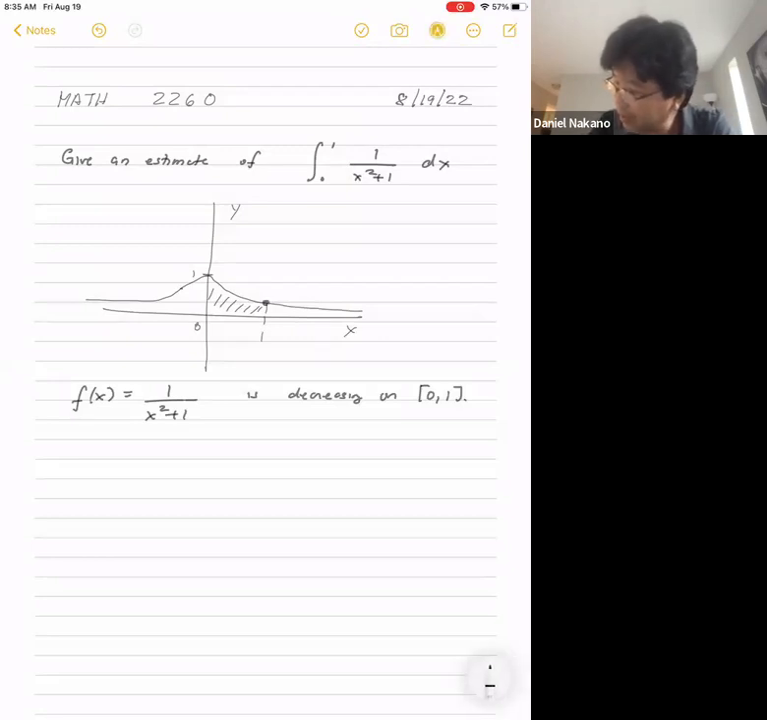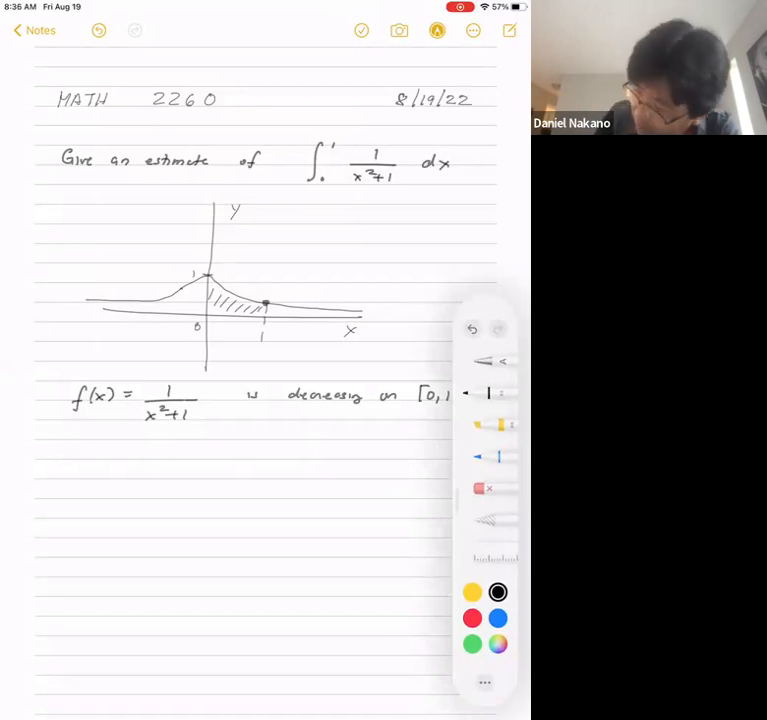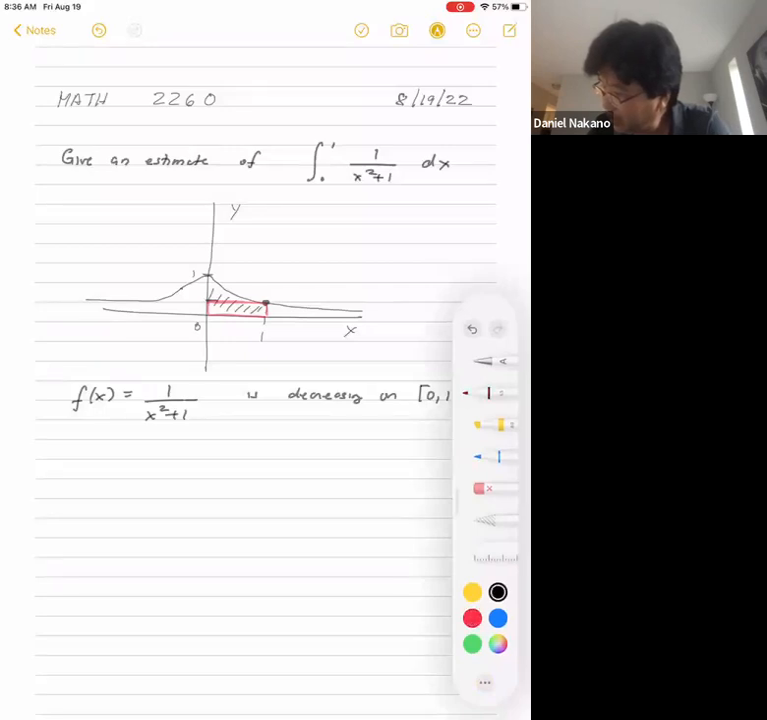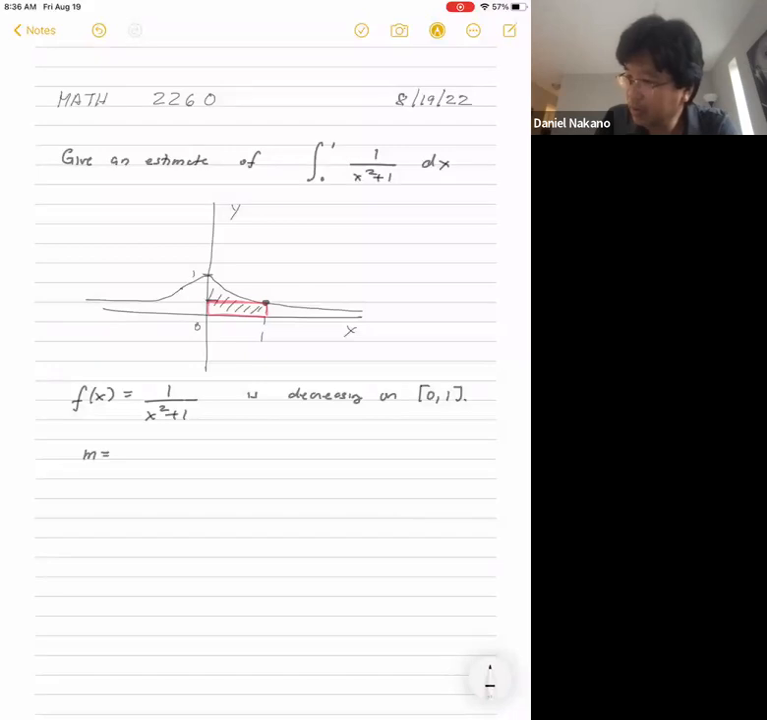So what I can do is estimate using a rectangle. Let me make this a different color. We'll make it red. So I can estimate it using this rectangle over here. Notice the area of the rectangle is always going to be smaller than the area underneath the curve because I picked the lowest point. So what is the area of that rectangle? Let's call it little m. The height is going to be the function value at 1, which is 1/2. So the area is 1/2 times 1, which is 1/2. That's the smallest the area could be. It probably isn't a good estimate, but it's an estimate for a lower bound.